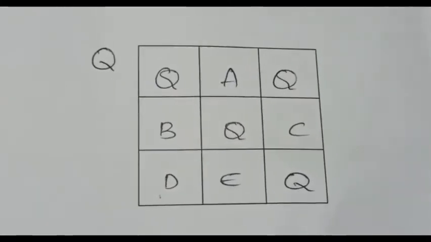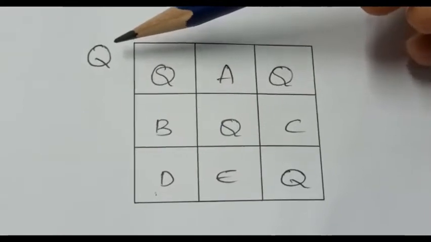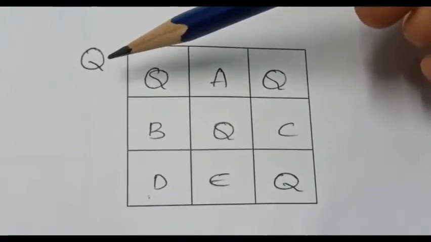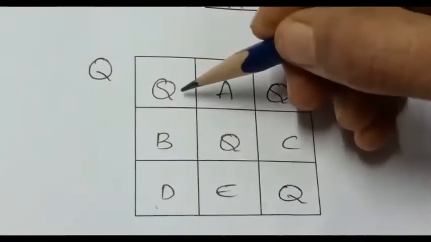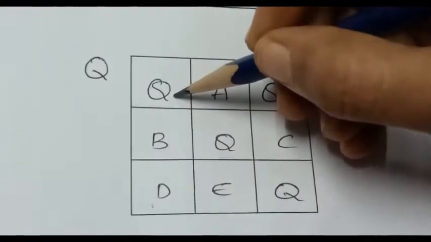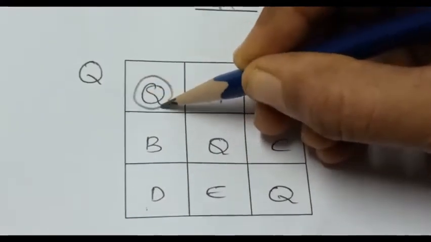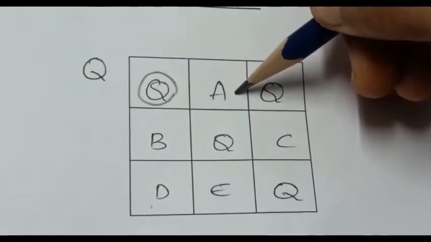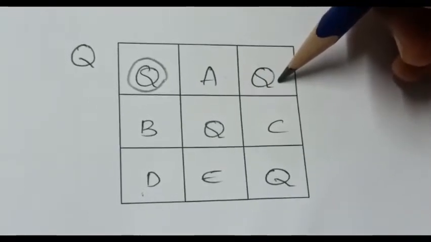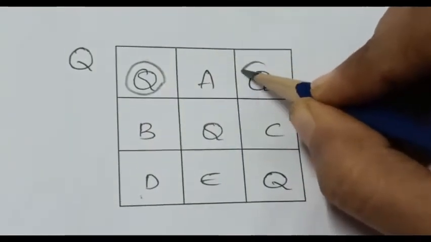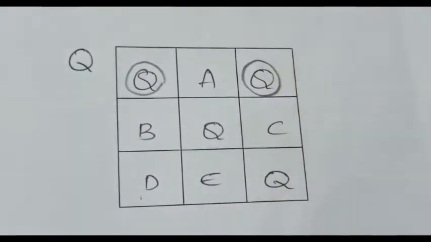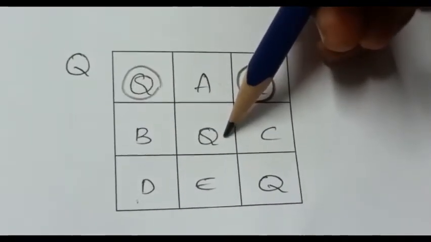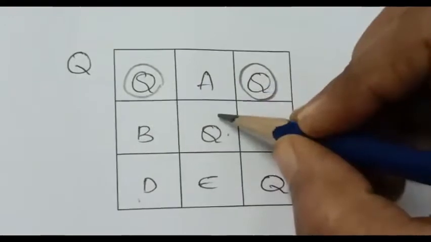Now, can you all see what is the next letter given? It's capital letter Q. So let's find and circle capital letter Q. Is it capital letter Q? Yes. So we are going to circle it. Is it capital letter Q? No. Is it capital letter Q? Yes. So again we are going to circle it. Is it Q? No. Is it capital letter Q? Yes. So again we are going to circle it.